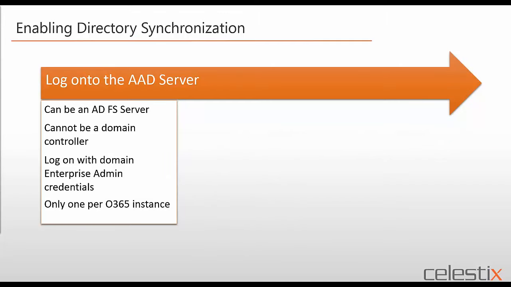The second step here is enabling the directory synchronization, and we're going to be doing the directory synchronization, as I mentioned, through Azure AD. If you've worked with previous incarnations of Dir Sync and ADFS, it's going to look a little different, and it's going to do a lot of the other steps for us automatically. So it's a very nice, streamlined tool. The Azure AD server can be an ADFS server. It cannot be a domain controller. It's about the only requirement here. You will need domain enterprise admin credentials when you log on. And there's only one per Office 365 instance. So if you have multiple Office 365 instances or subscriptions, you probably should have multiple Azure AD setups, configurations.